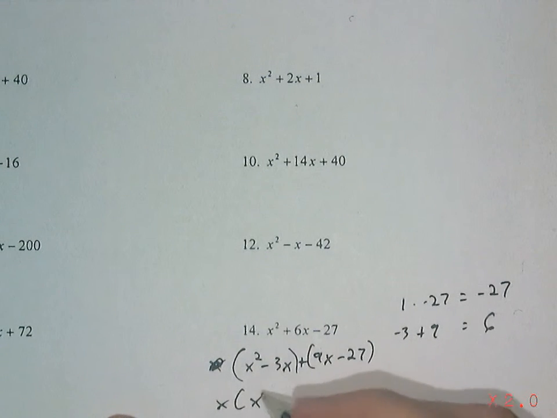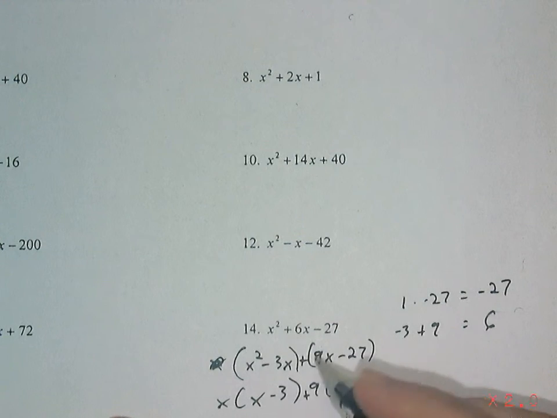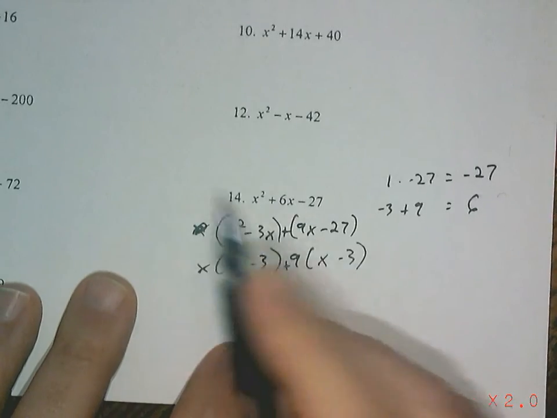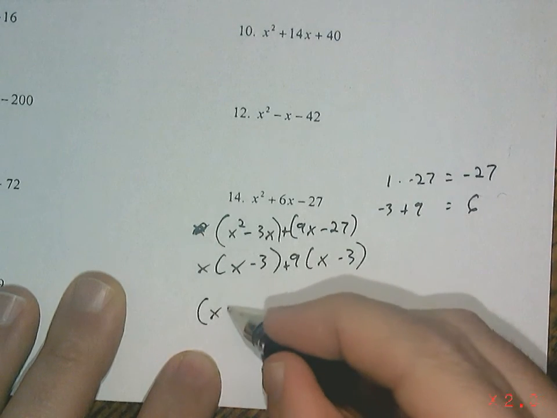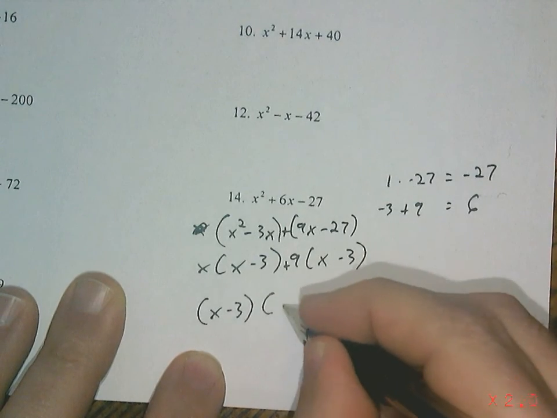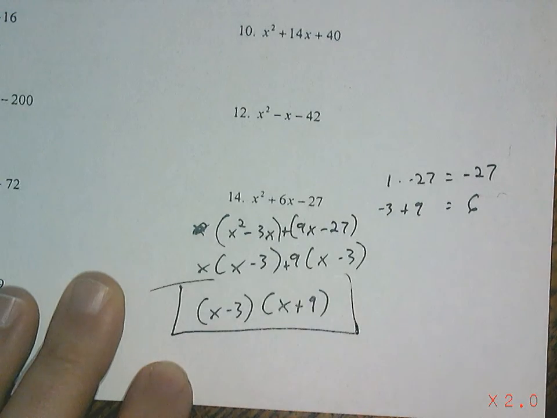First one I can take out the x. Second one I can take out the 9. So hold on, let me rewrite this. X leaves me x minus 3. Take out the 9, and I would have x minus 3. Same binomial. So again, factor out the binomial now, and you're going to have x minus 3 in front multiplying with x plus 9. And that is your answer.